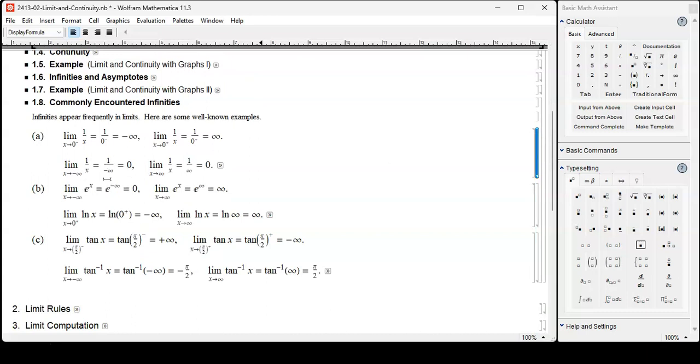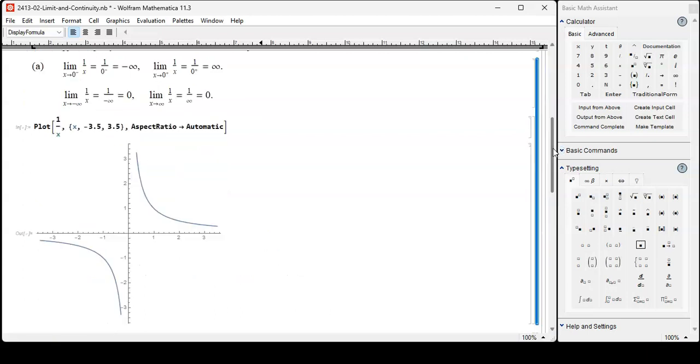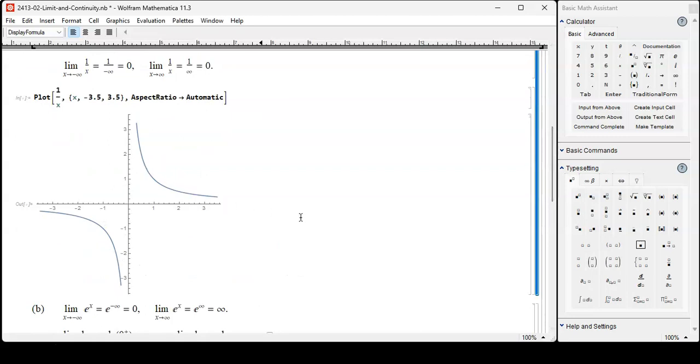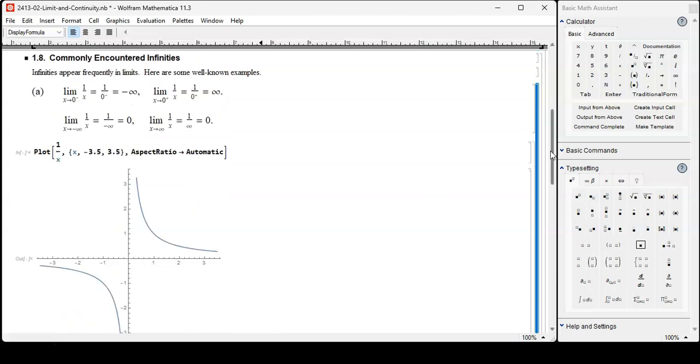1 over infinity, on the other hand, is going to be 0. But negative 0, positive 0, they're both zeros. So yes, again, we can see graphical behavior like this. 1 over infinity or negative 1 over infinity, either way, y-coordinate is going down to 0.